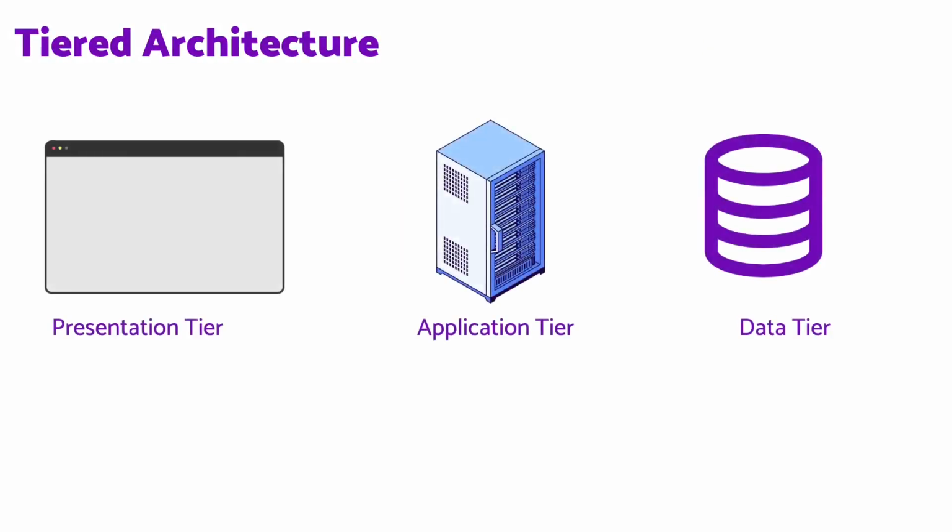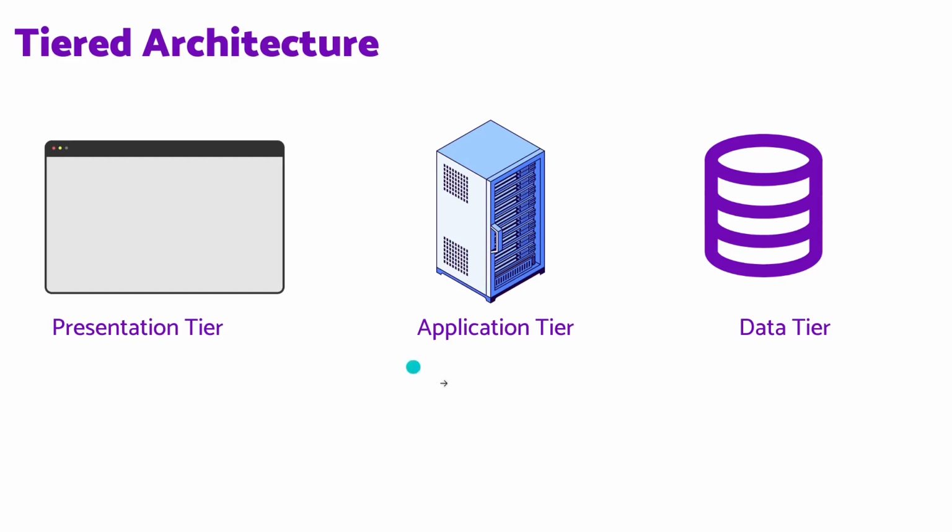With tiered architecture, you are splitting your logic into different tiers. The first one is the presentation tier. The presentation tier is basically how users interact with your application, and it can be different. It can be browser based, it can be a mobile app, it can be a large language model. However your users are interacting with your application, that is called the presentation tier.